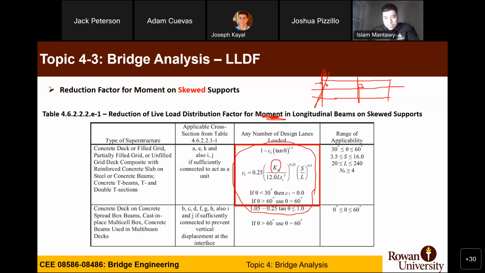Same, you still can use Kg, L, ts, S, and L to calculate what's called C1, and your theta is this theta. You have a range of 30. If it's below 30 degrees, you don't correct for it. You correct it between 30 and 60. And I do think that some of you will have a project with skew, but the skew will be 20. So you don't need to worry about it for moment, actually. Joe, do you have any questions so far? No, I don't.